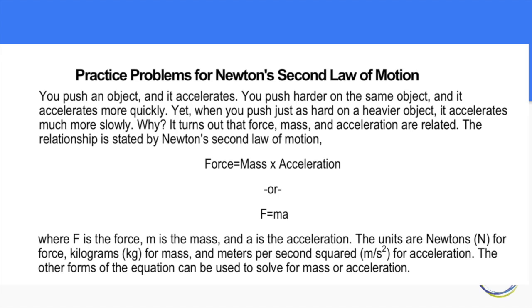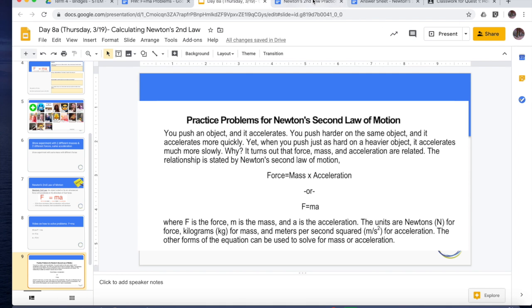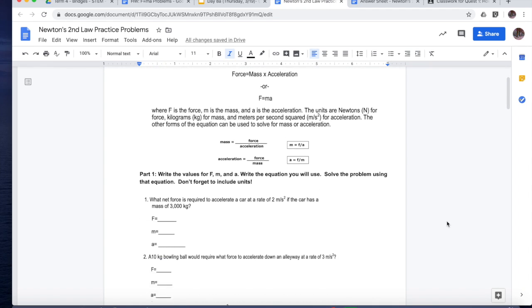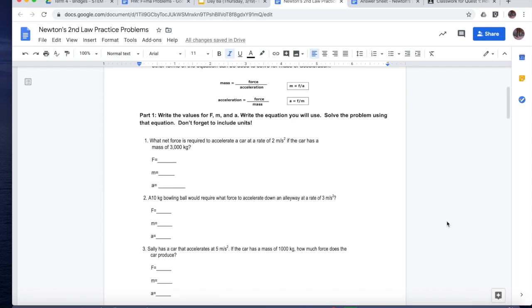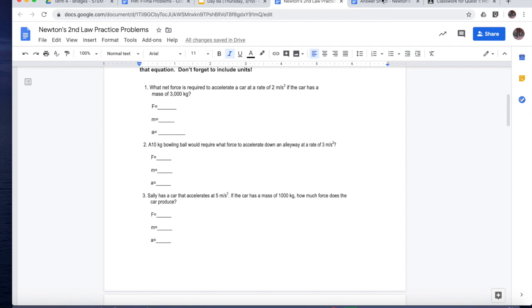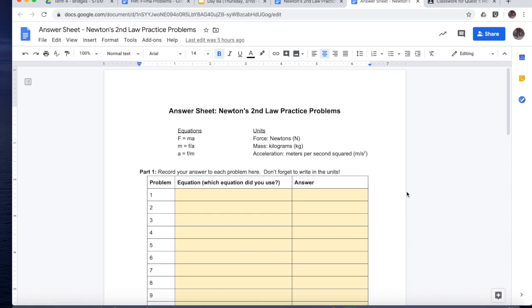So now that you've learned how to use those three equations, we're going to do some practice problems. The practice problems are on Google Classroom. There are two parts to this: you need to see the problems and then the answer sheet. If I go to Google Classroom, there's one document called Newton's Second Law Practice Problems. In this, there are two parts, and you're going to show your work, write down the equation you use, and don't forget to include units. I recommend doing it on a separate piece of paper, but if you have a printer at home, you can print this out, do it right there, and then here's your answer sheet.